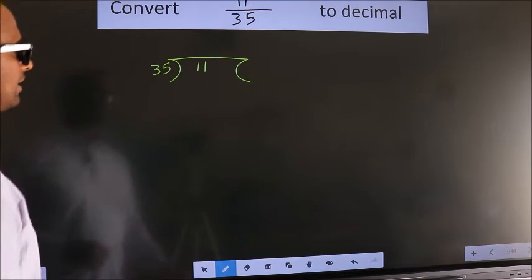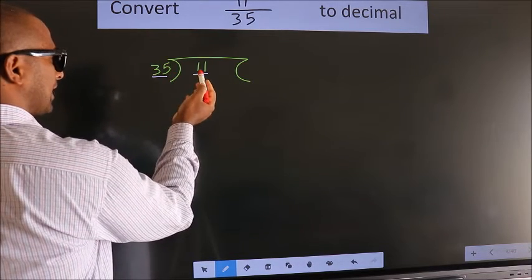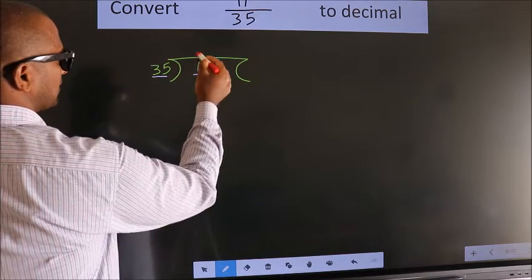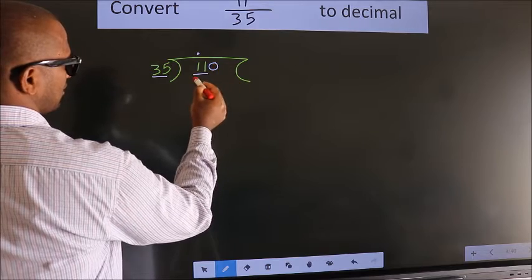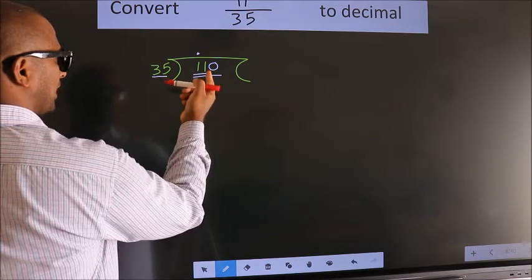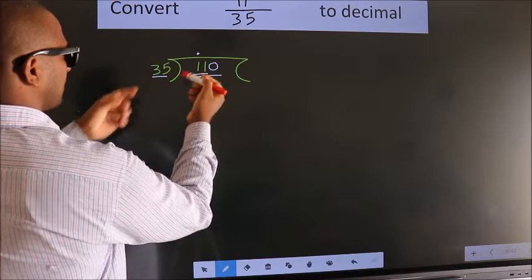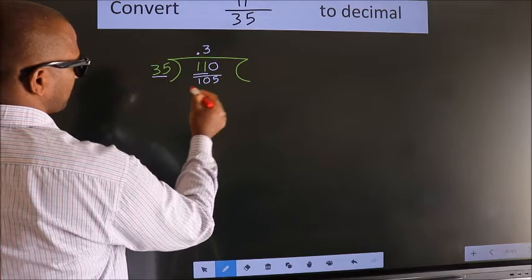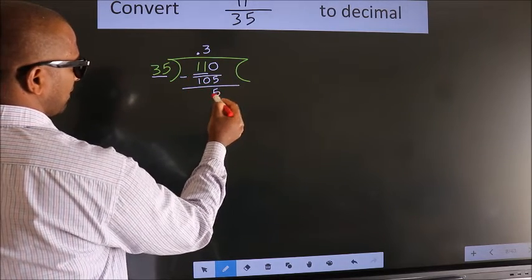Next, here we have 11, here 35. 11 is smaller than 35. So what we should do is put a dot here and take 0 here. So 110. A number close to 110 in the 35 table is 35 threes, 105. Now we should subtract, we get 5.